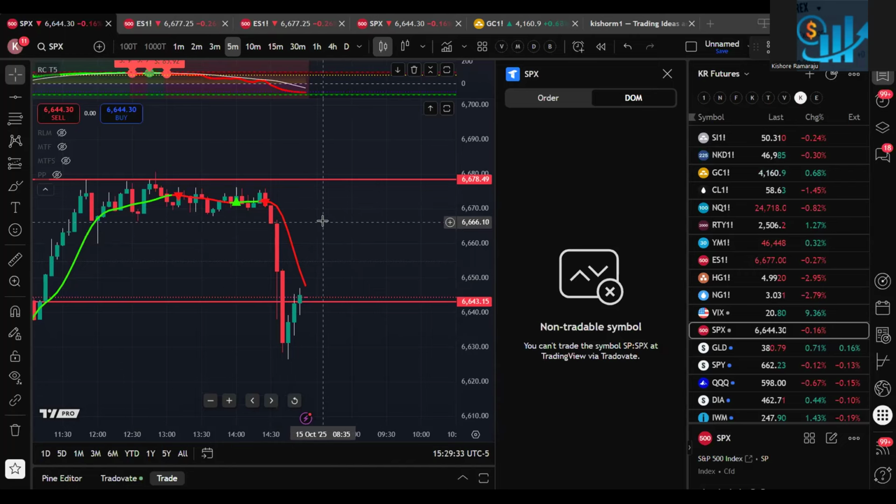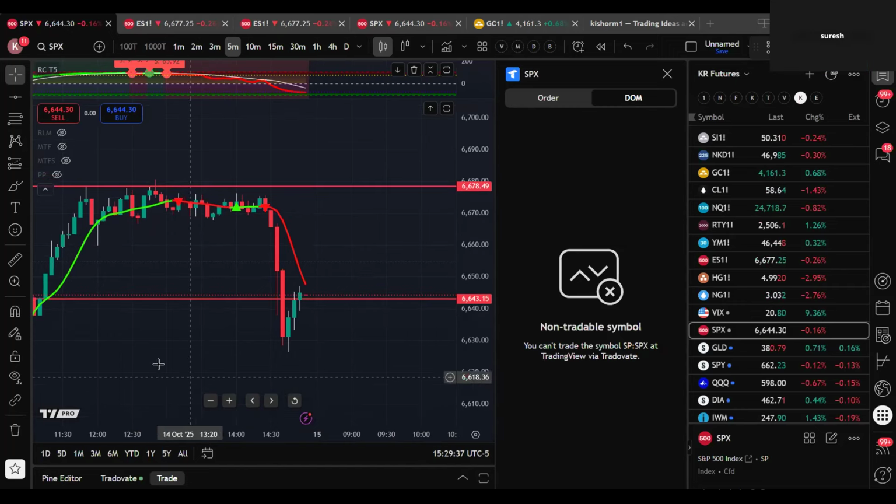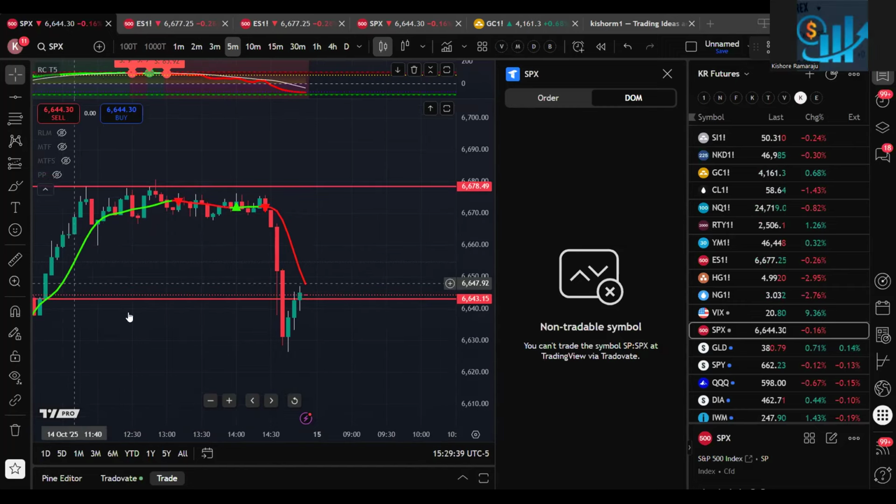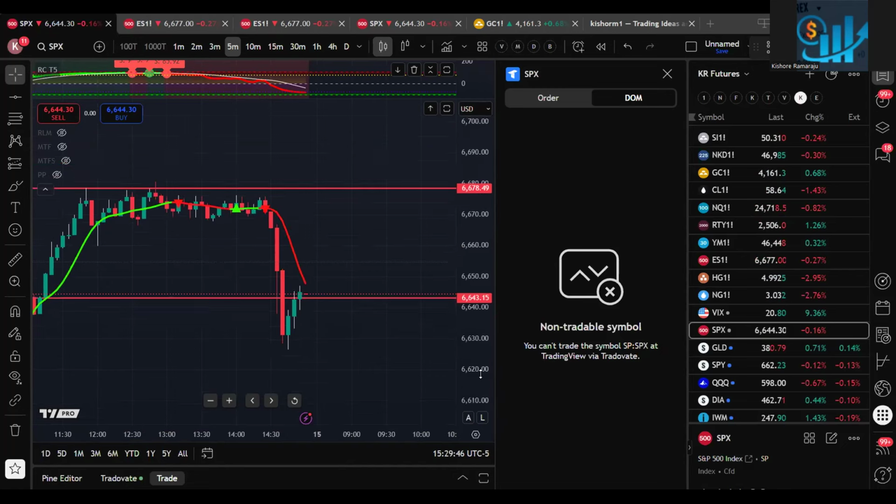Overall, the SPX market turned bullish again. Yesterday it became bullish. Today it did a small drop and again it went up. Tomorrow we'll see more gap up. So Netflix and Meta, all those things will move up again.